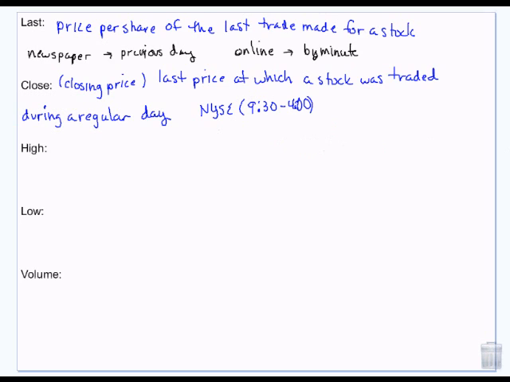Okay. High is the highest price of the stock in the day. And low is the lowest price in the day. And then volume.